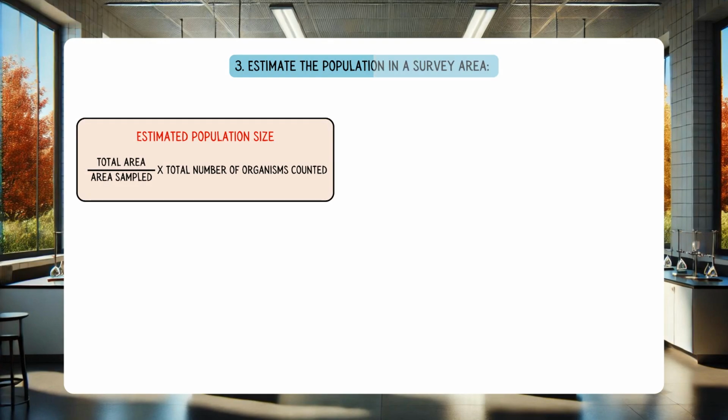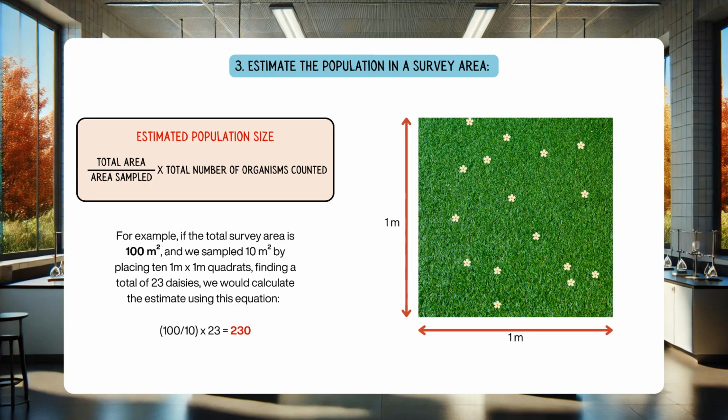Next, we estimate the population in a survey area. To achieve this, we can use this equation. Estimated population size equals total area divided by area sampled, multiplied by total number of organisms counted. For example, if the total survey area is 100 meters squared, and we sampled 10 meters squared by placing 10 1 meter by 1 meter quadrats, finding a total of 23 daisies, we would calculate the estimate using this equation. 100 divided by 10 multiplied by 23 equals 230.